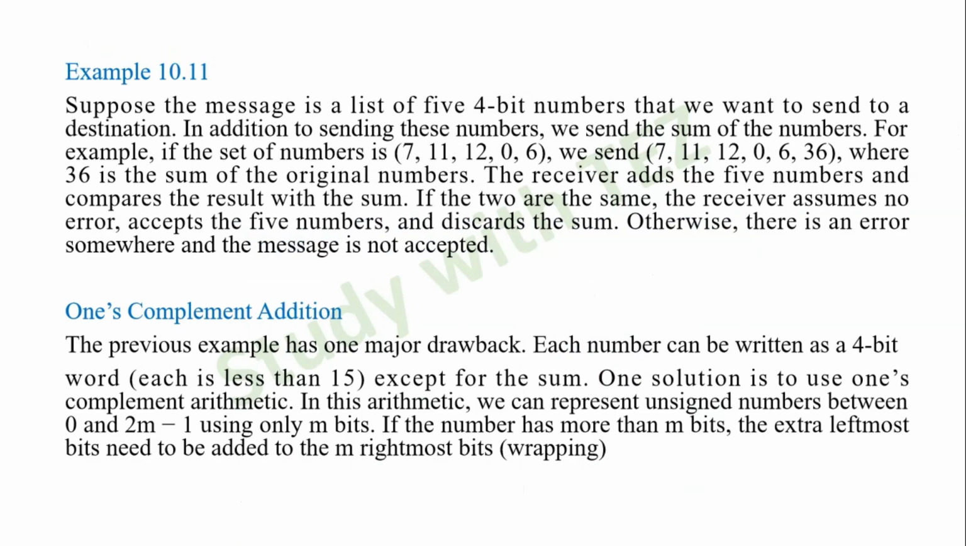You will understand better with this example. Suppose the message sent is a list of 5 4-bit numbers. That is, these numbers can be represented in 4 bits. For instance, 0 1 1 1 is 7. Likewise, 11, 12, 0, 6, everything can be represented in 4 bits. So if the message is a list of 5 4-bit numbers that we want to send to our destination, in addition to sending these numbers, we also send the sum of these numbers.